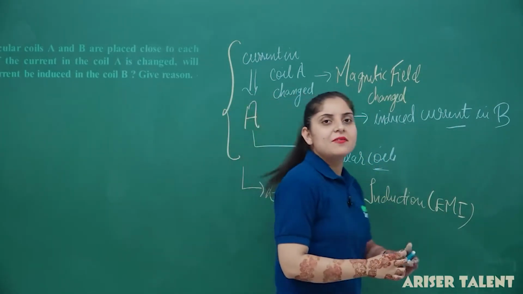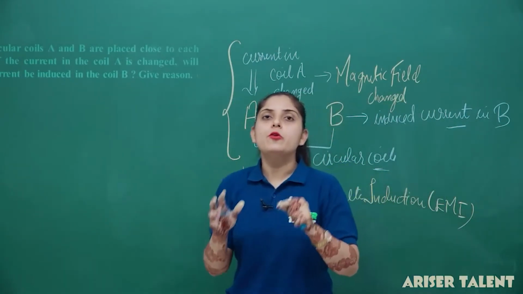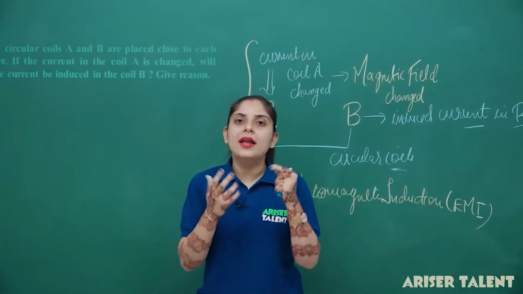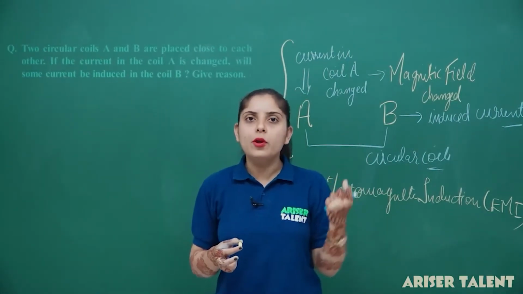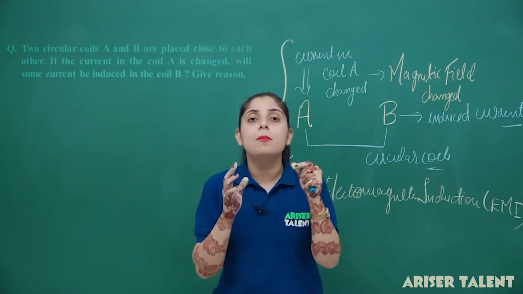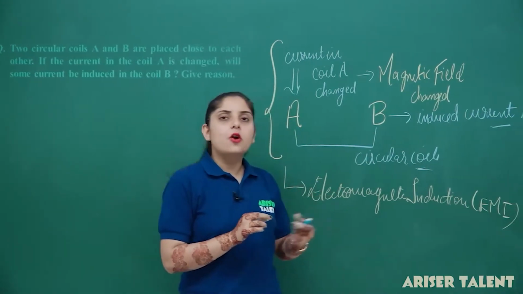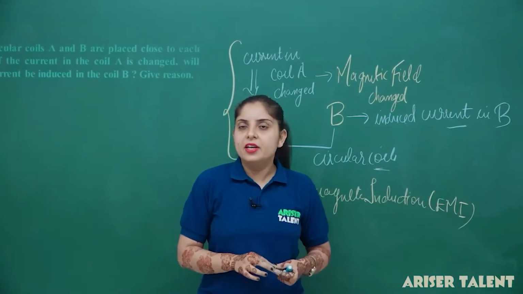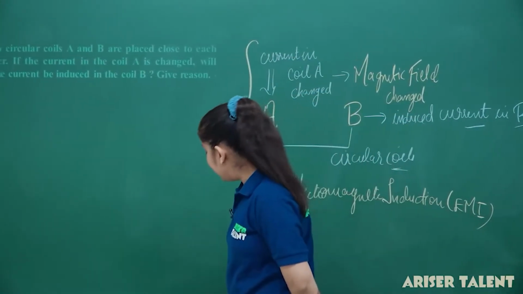So again, this is a very interesting question you have. You have to just remember one point: when you place two circular coils or any two coils close to each other, if there is a current flowing in the first coil, then it will induce a current in the second coil because the magnetic field associated with the second coil changes. And this is in accordance with electromagnetic induction. Now, let's see what the next question is saying.